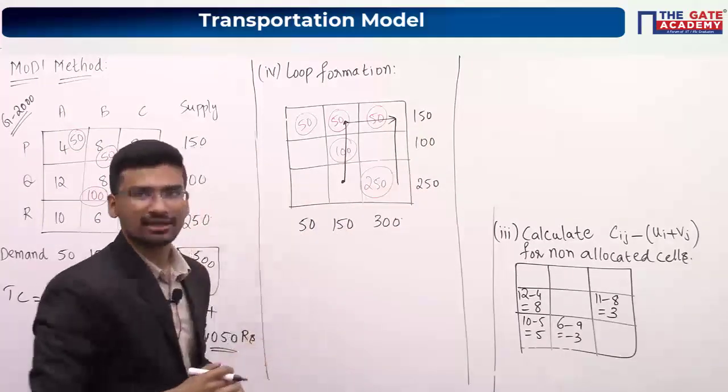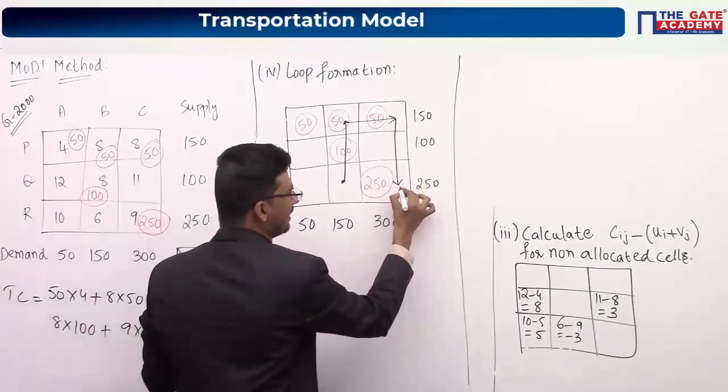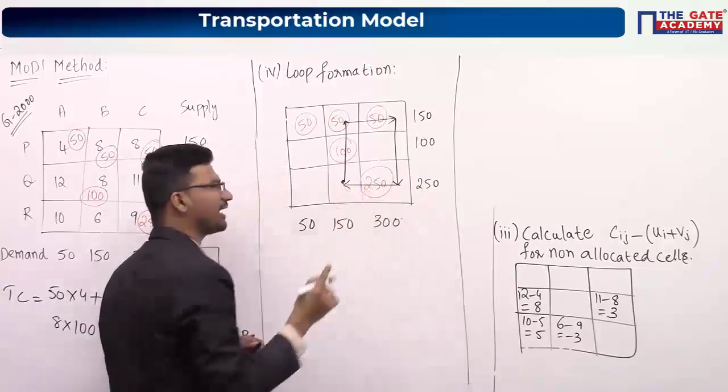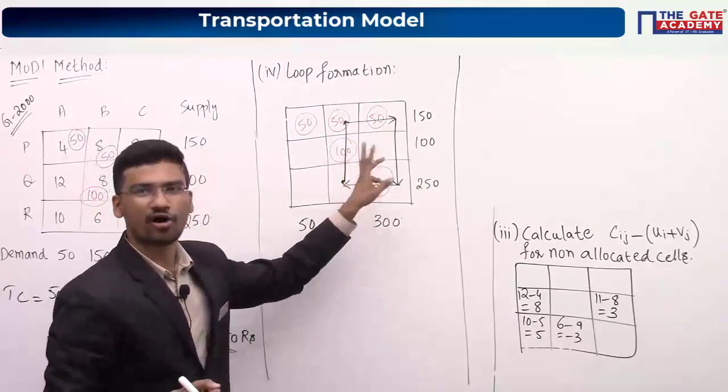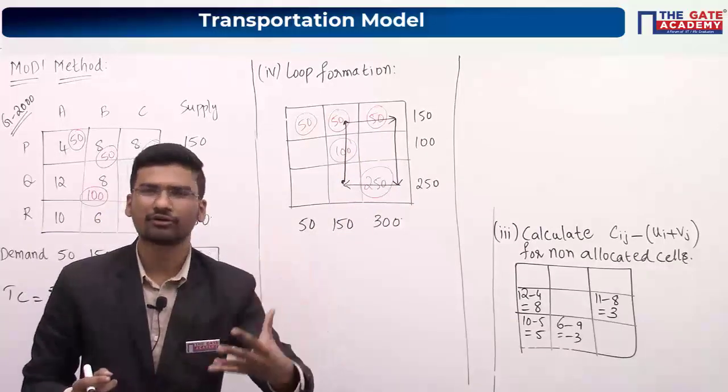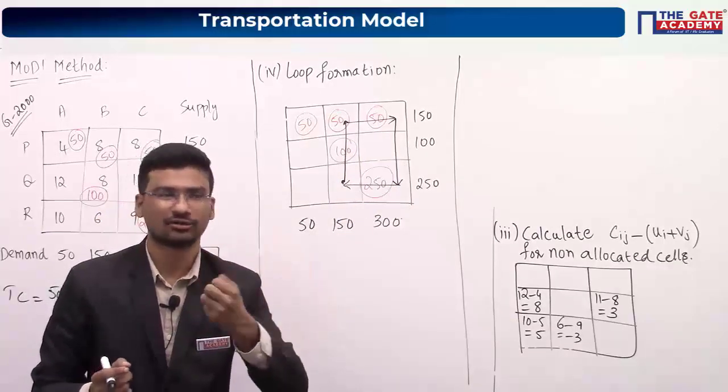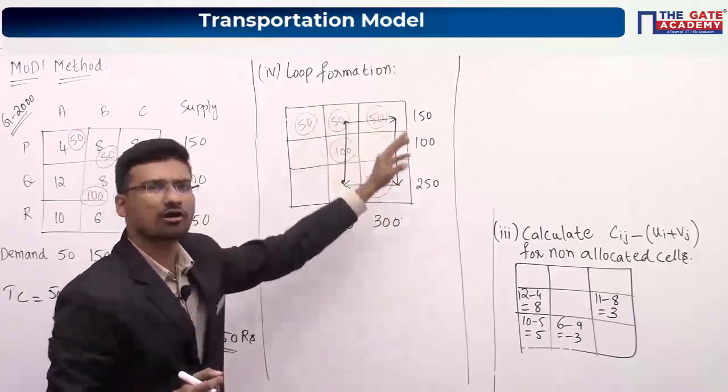It is an allocated cell and I am taking a turn like this and then I am again reaching my initial position. Okay. So like this you have to formulate a loop. Now you might have got confused or you might be having a doubt like this. So I have taken a clockwise loop, right?